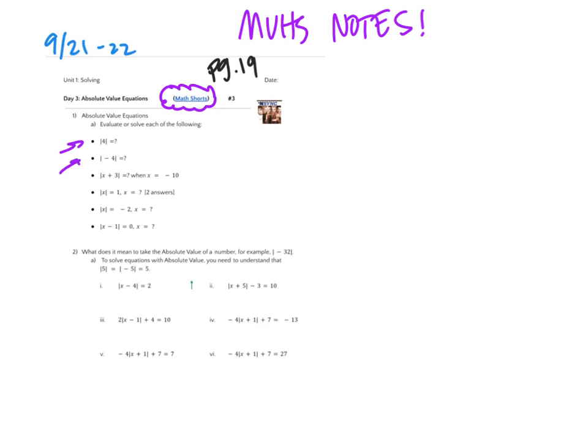The absolute value of a number is always the positive number. So the absolute value of 4 is 4. The absolute value of -4 is also 4. So the outcome is always positive. Always positive outcome. Which is super important because that's a really unique property.